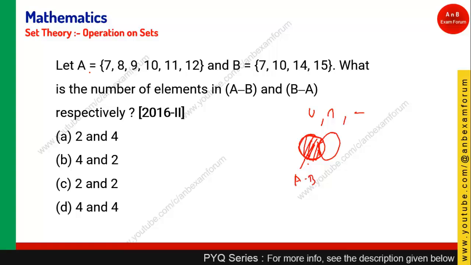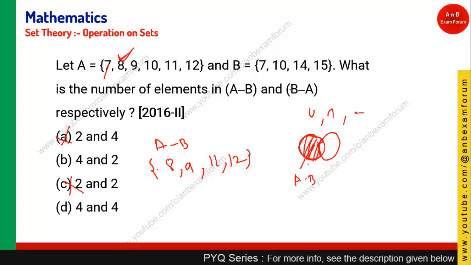So let's see. Those elements which are present in A but not in B, that is A minus B. 7 is present in B, so we will ignore it. 8 is not present in B, so this will be one element. And the other would be 9, which is also not present in B, 11 is not present in B, 12 is not present in B, whereas if you see 10 is also present in B. So there are 4 elements in A minus B, so you can simply eliminate option A and C. So you are left with option B and D.